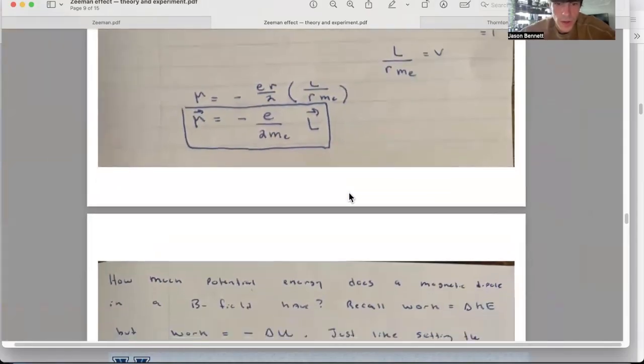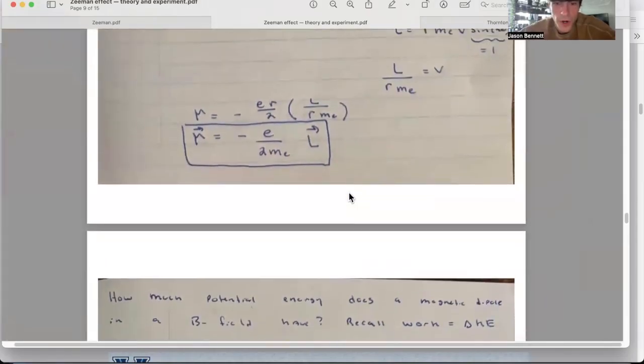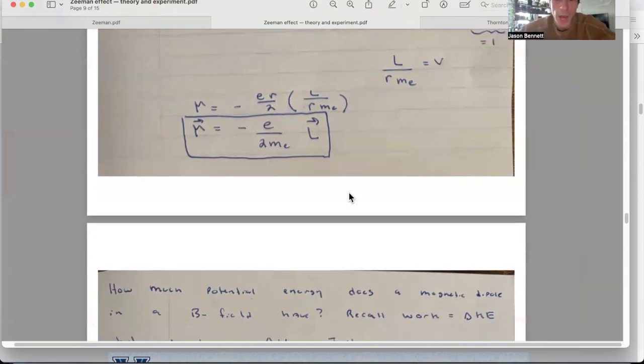Okay. So now what we have to do, we're ultimately going to try to figure out these lines that we're seeing correspond to energies. How much does the energy change as a result of being in a magnetic field? So one thing we need to do is figure out how much potential energy a magnetic dipole in a B field has. Just like how much potential energy does a mass have being in a gravitational field, or how much energy does a charge have being in an electric field.